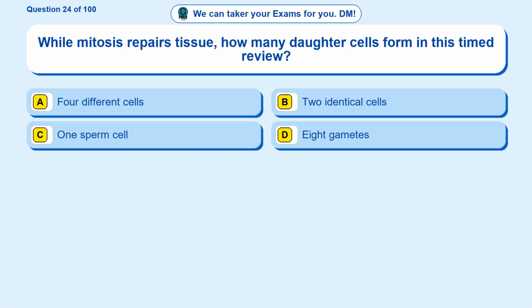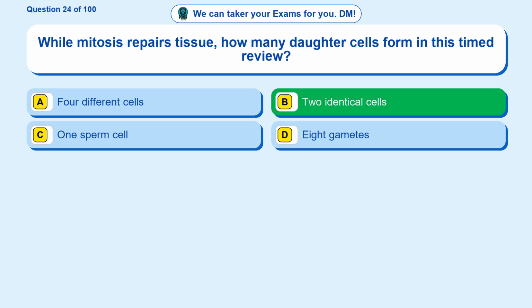Question 24. While mitosis repairs tissue, how many daughter cells form in this timed review? Option A. 4 different cells. Option B. 2 identical cells. Option C. 1 sperm cell. Option D, 8 gametes. The correct answer is option B.